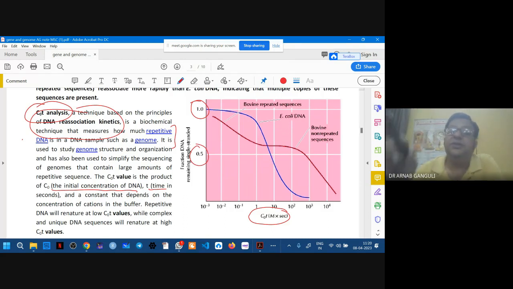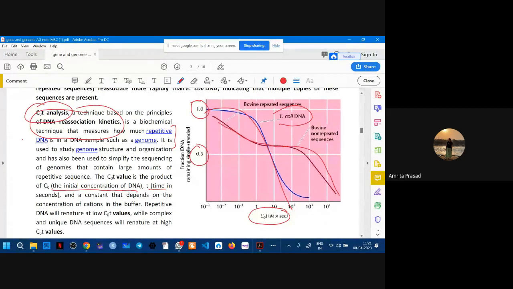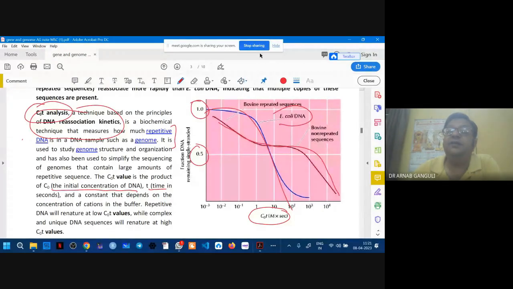For bovine DNA, which has non-repeated sequences, it takes a longer time to reassociate back. But E. coli DNA, which has repetitive sequences, reassociates very fast. So you can say that the E. coli sequence has lots of repetitive sequences. Clear? Did you understand? Yes. No? Okay. Then this is the end of today's class.